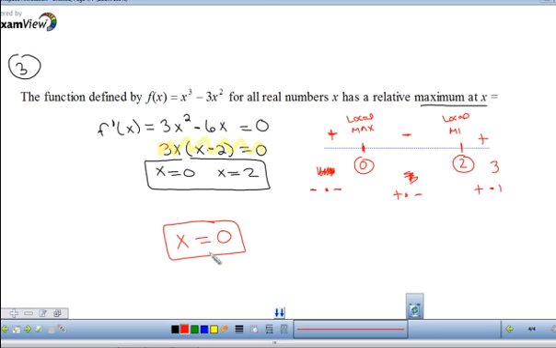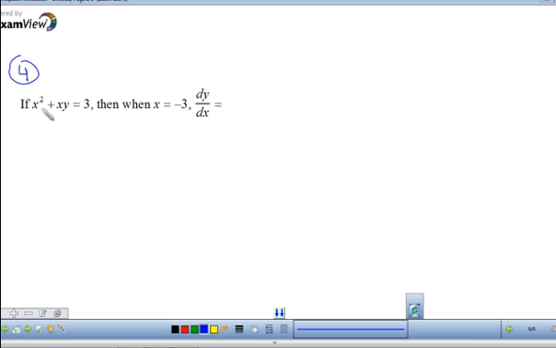So it has a relative maximum when x is equal to 0. Okay, number 4. We're going to have to use implicit differentiation to find dy/dx.